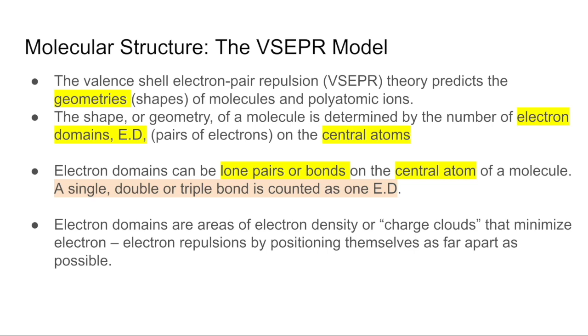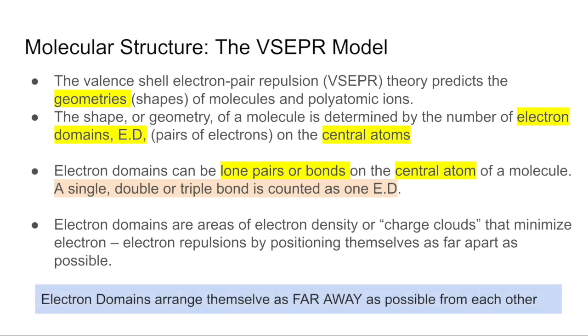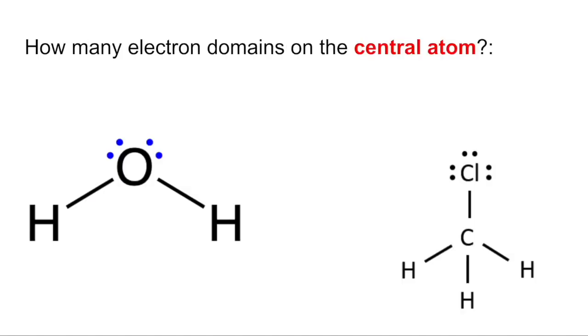Okay, and you look at the central atom and you count the number of electrons from that. And electron domains arrange themselves as far away as possible from each other. So that means if you have any pairs of electrons, either as bonds or lone pairs, they're always going to spread themselves apart. How many electron domains are on the central atom? Pause the video and work it out.